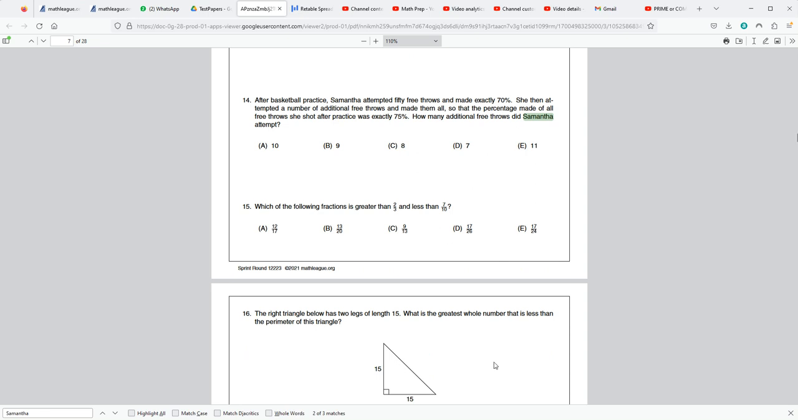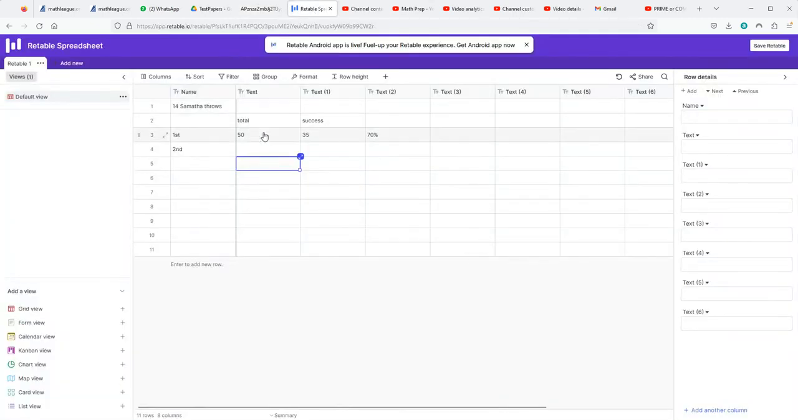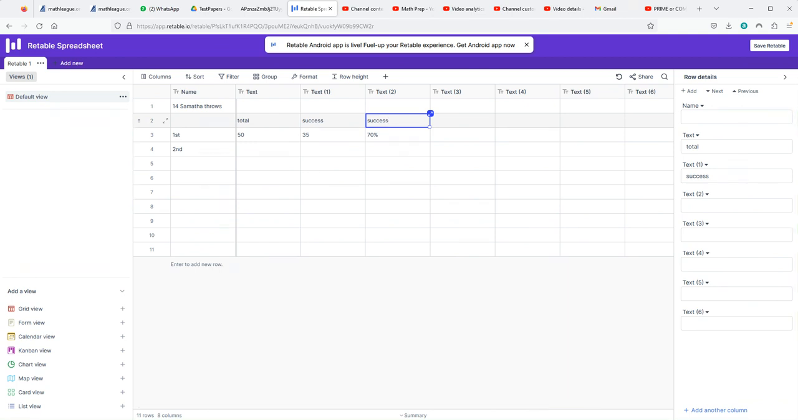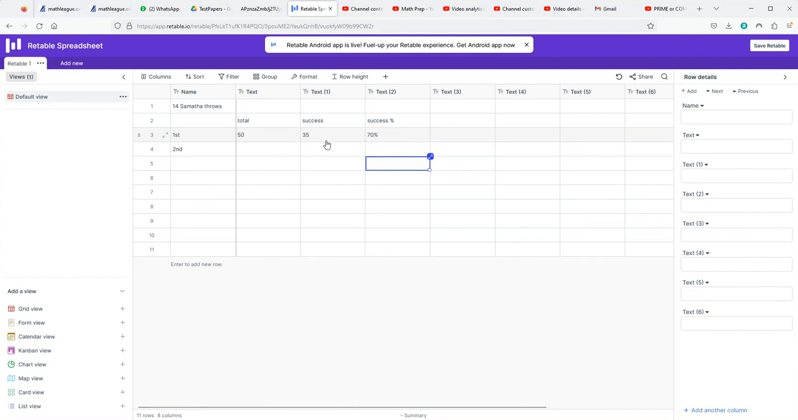Okay, let's pause it here and come back. Okay, so this is one of the more interesting questions from this page. Samantha attempted 50 free throws and made exactly 70%. She made 50 throws and the success percent was 70. What does 70% success mean? Out of 50, 70% success is 35.